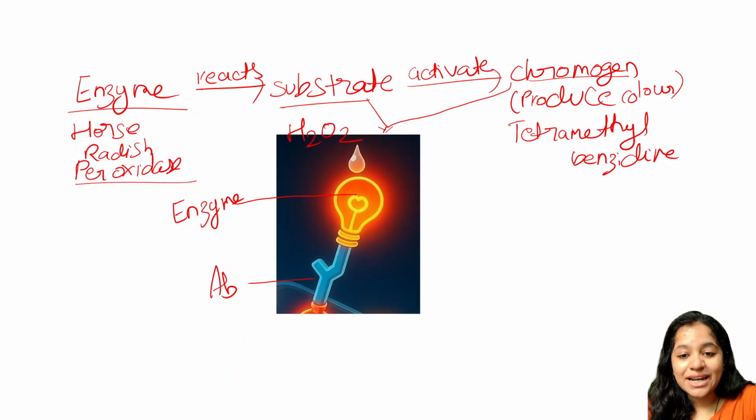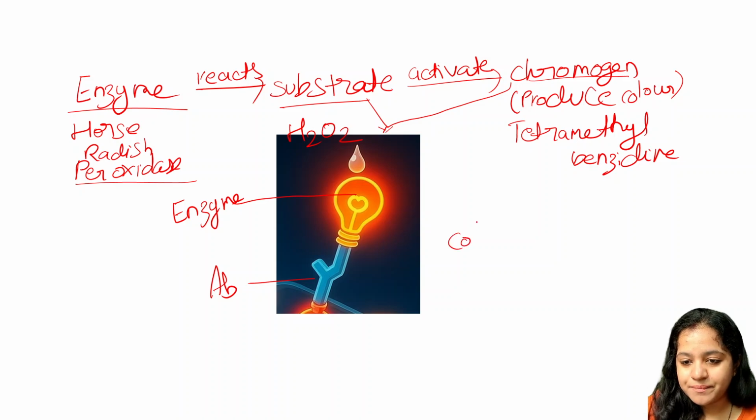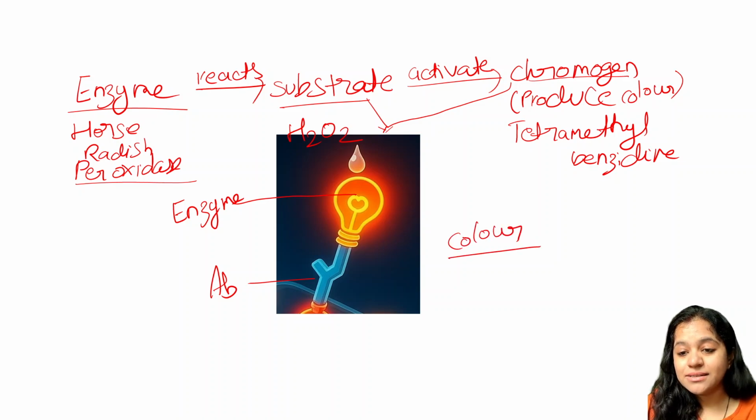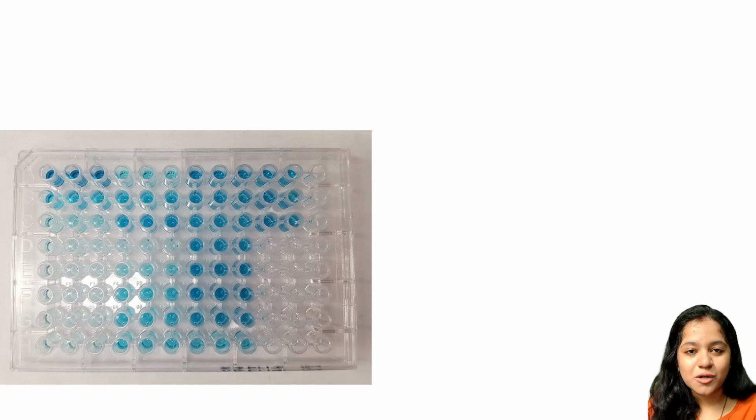So, what will happen at the end? A color will be produced. Okay, this is what happens in ELISA, the color. It is the final step, it is the final result. What we see is the color in ELISA. Okay, so this is how the final result of ELISA looks like.